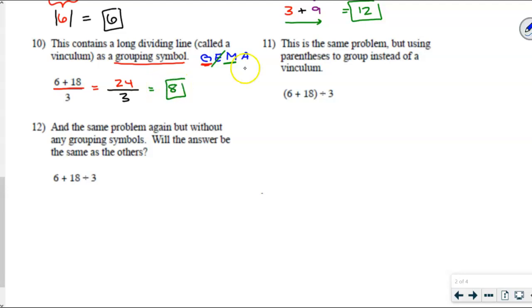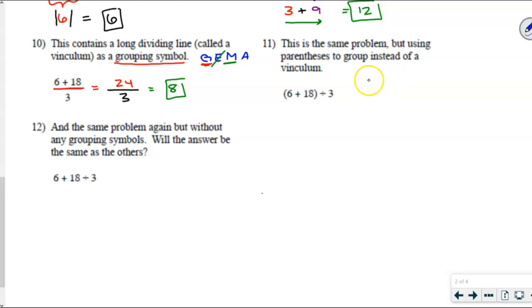Number 11 is the same problem, but using parentheses to group instead of a vinculum. Sometimes you will see it like this. This is probably what you saw when you were in elementary school. As you get more and more advanced in mathematics, you're going to see them looking more and more like this, where we stop using parentheses and we use that vinculum more often as our grouping symbol.